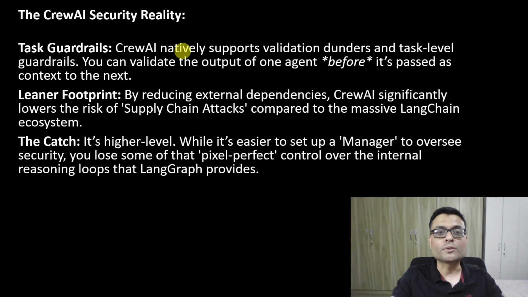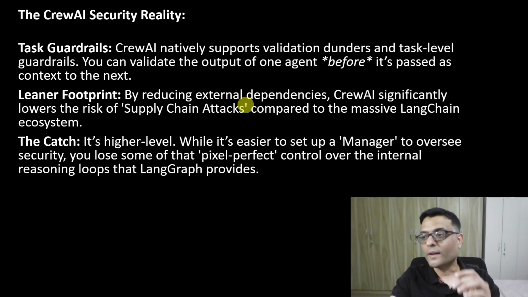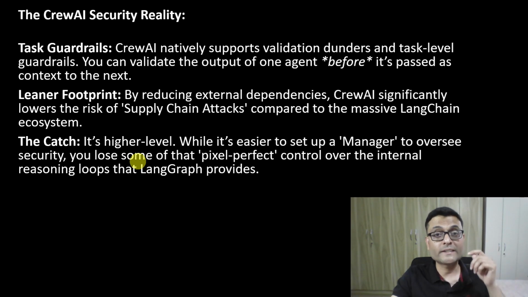Now let's look at the CrewAI security reality. CrewAI natively supports validation, and task-level guardrails. You can validate the output of one agent before it's passed as context to the next agent. It has a leaner footprint. By reducing external dependencies, CrewAI significantly lowers the risk of supply chain attacks compared to the massive LangChain ecosystem. Now here's the catch. It's higher level. While it's easier to set up a manager to oversee security, you lose some of that pixel perfect control over the internal reasoning loops that LangGraph provides.